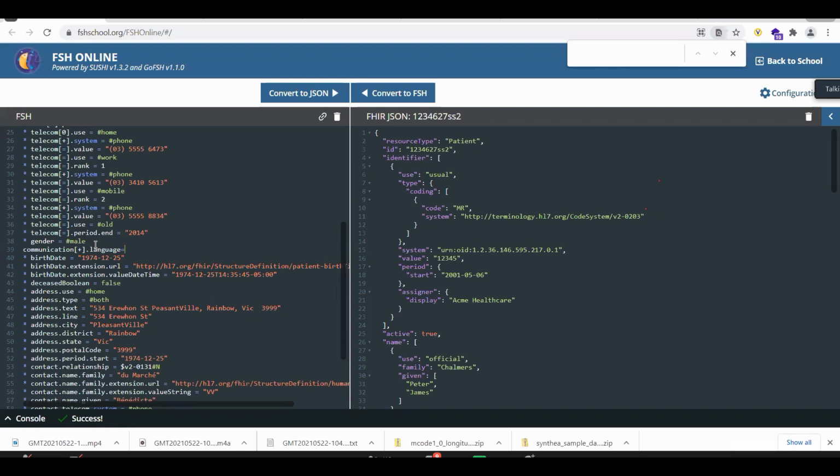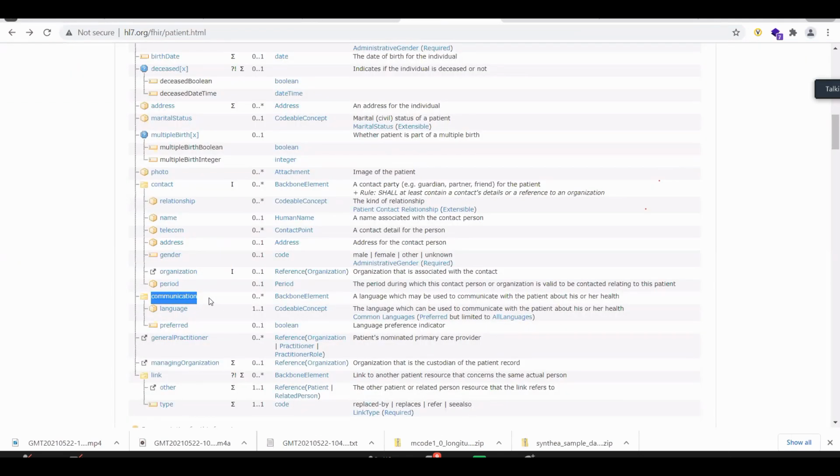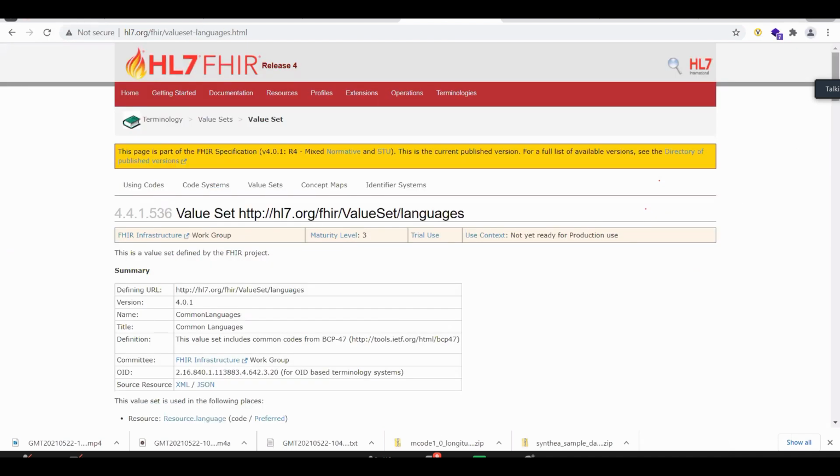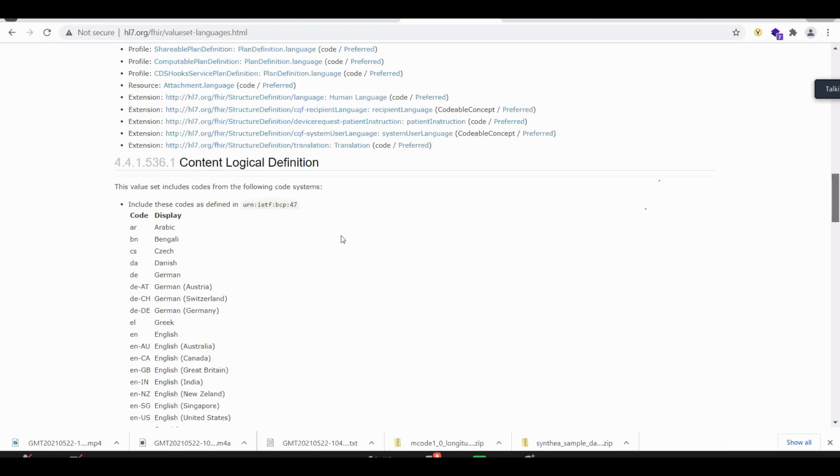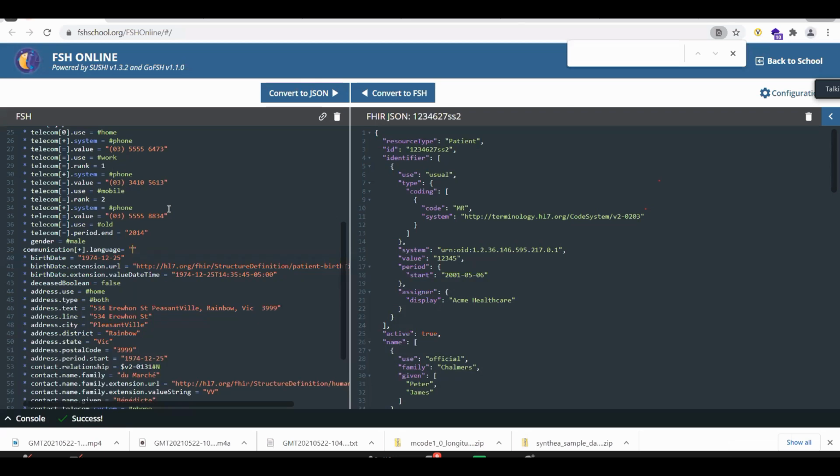Okay. And what is the language? So if you go to here, what is the language? Language is coming from common languages. So we'll have to go here and see what is common languages. And if you go here, so I can put it AR. Okay. What happened?